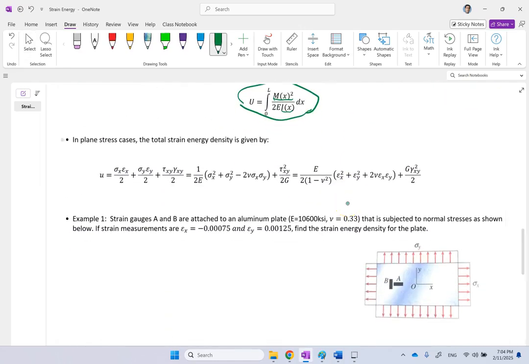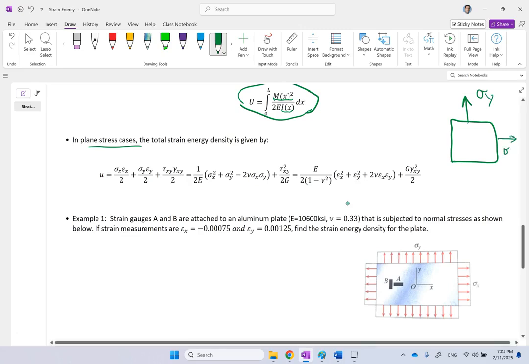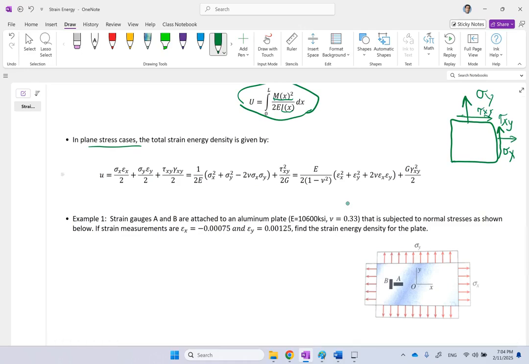Now, if it's a 2D case of stress, right? So here you have sigma x and sigma y and tau xy. In this case, what you need to do, you need to calculate the energy for each and every one of them and add them together. So for sigma x it is going to be sigma x epsilon x over 2. For sigma y, similar. Now for the shear stress, it's going to be the stress times the strain over 2, just like these other ones. So this is the total energy density that you have in the 2D case.